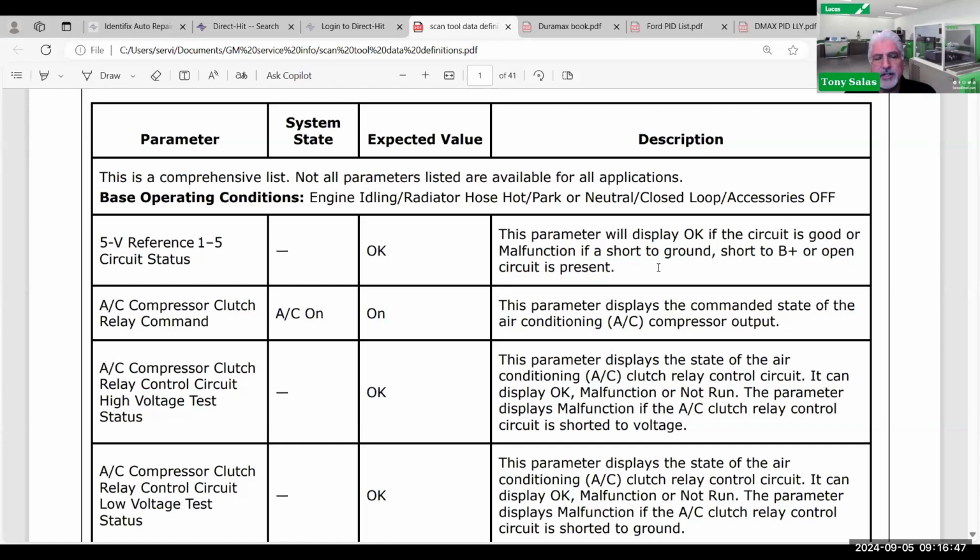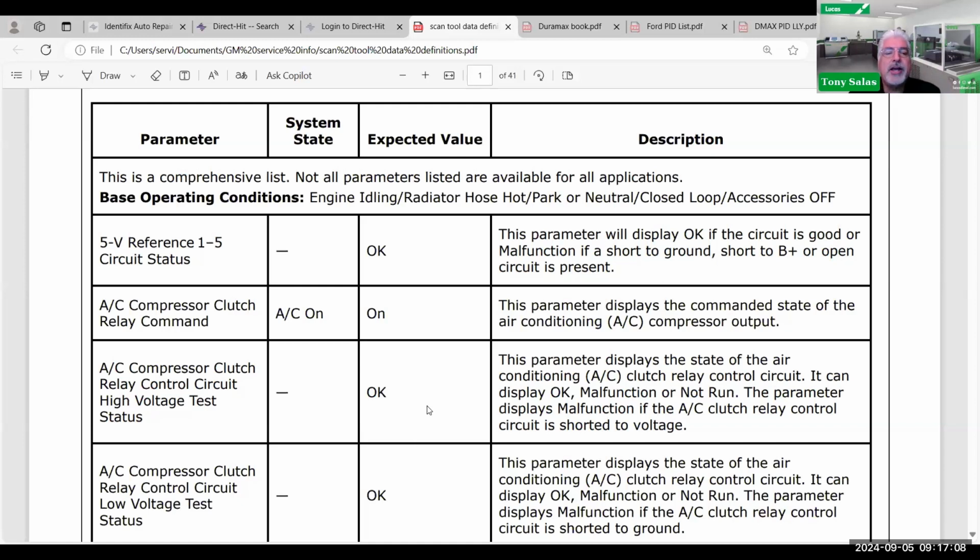Now, I know what you're thinking. Well, Tony, if it did see something that's not okay, should it have set a code? The answer is yes, you should have a code. But if you're doing a PID analysis, because a lot of guys will skip the codes maybe and go straight into PID analysis, that's where you're going to see that maybe I do have an issue, and I can look at the PID list to get an idea what's going on there.